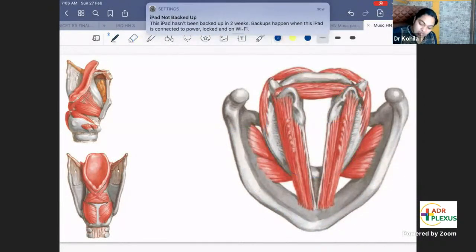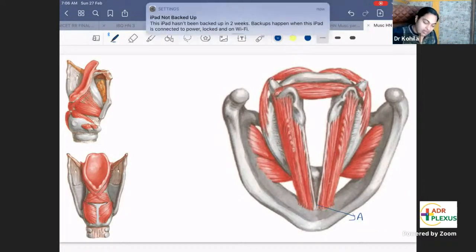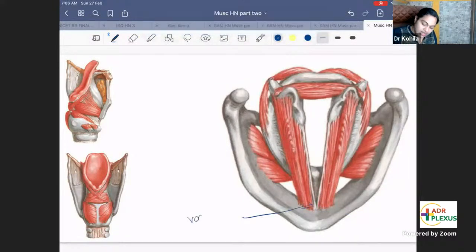Okay. So this is your vocal cord, right? This is your vocal cord. It's nothing but the vocal ligament covered by the mucous membrane. Just next to the vocal ligament. Yeah. So this A. The vocal ligament is nothing but the upper thickening of your cricovocal membrane.